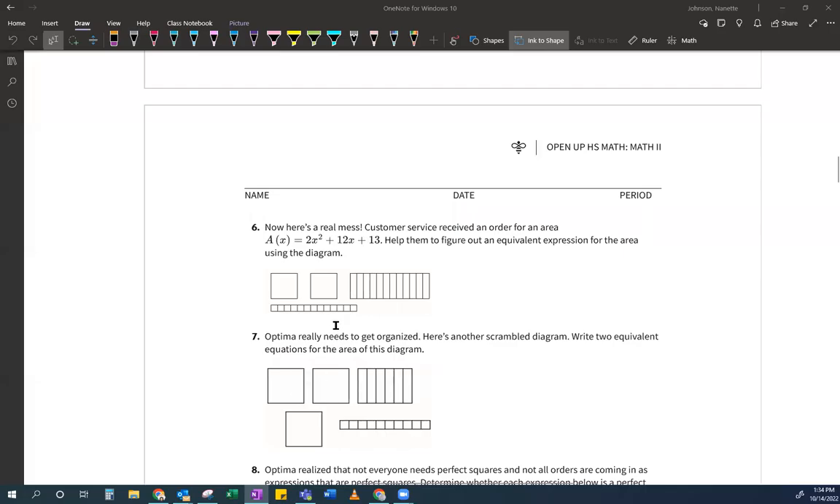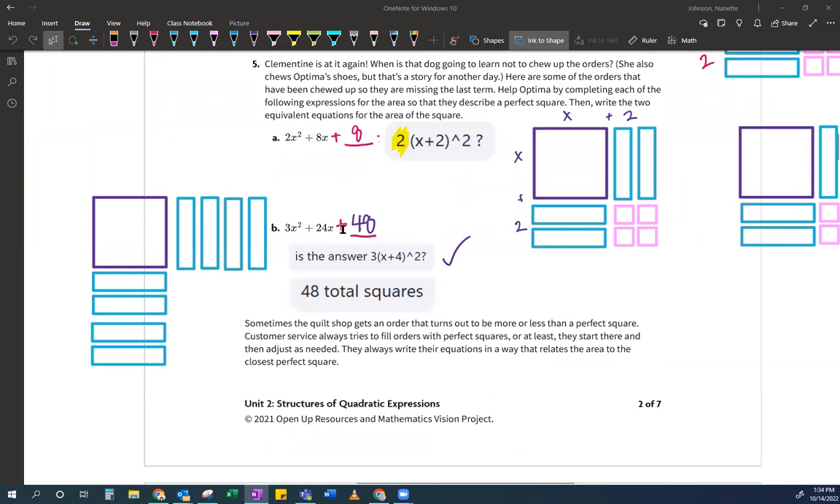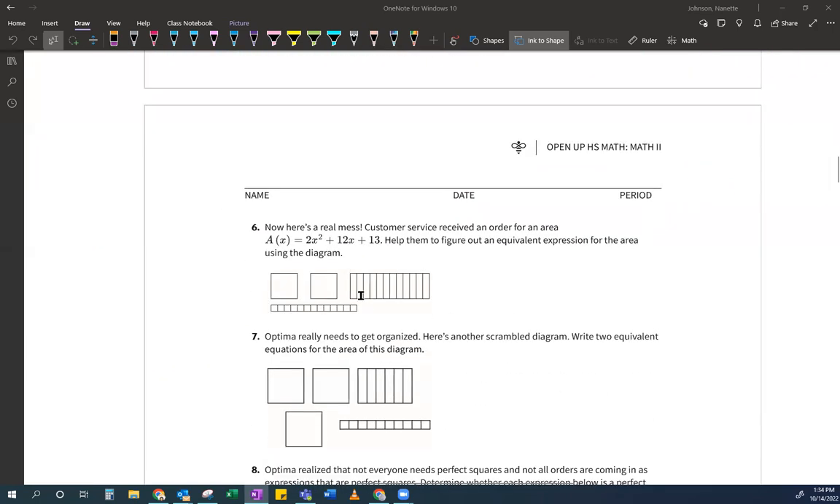Okay, so now that you're back, what we're doing is basically the same thing that we did previously, except now they gave us all the pieces: the big squares, the rectangles, and the little squares. And you're trying to make the order make sense, okay? You're trying to make this order make sense. So the very first thing that I would do is pull these apart.